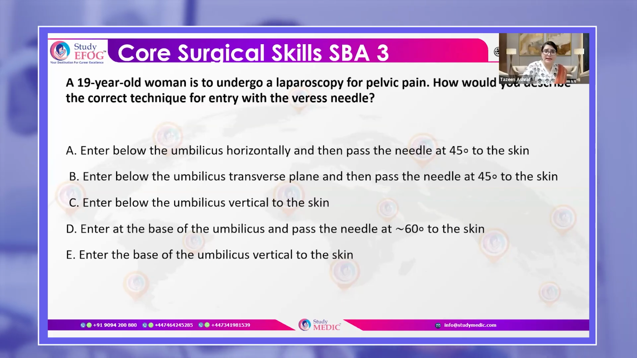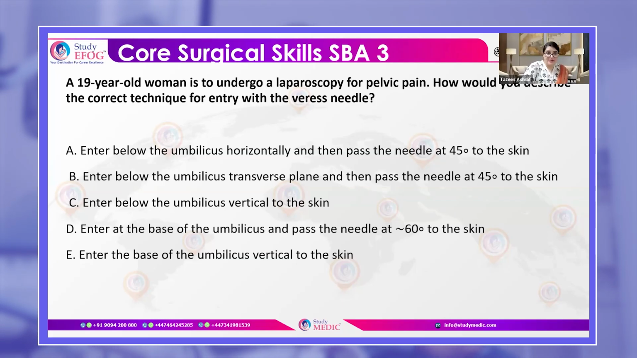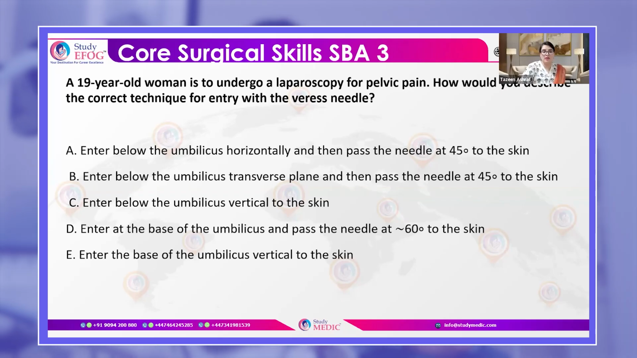A 19-year-old woman is undergoing laparoscopy for pelvic pain. How would you describe the correct technique for entry with the Veress needle? Now, how can we say which one is the right entry? Enter below the umbilicus horizontally and then pass the needle at 45 degrees to the skin. Enter below the umbilicus in the transverse plane and then pass the needle at 45 degrees to the skin.